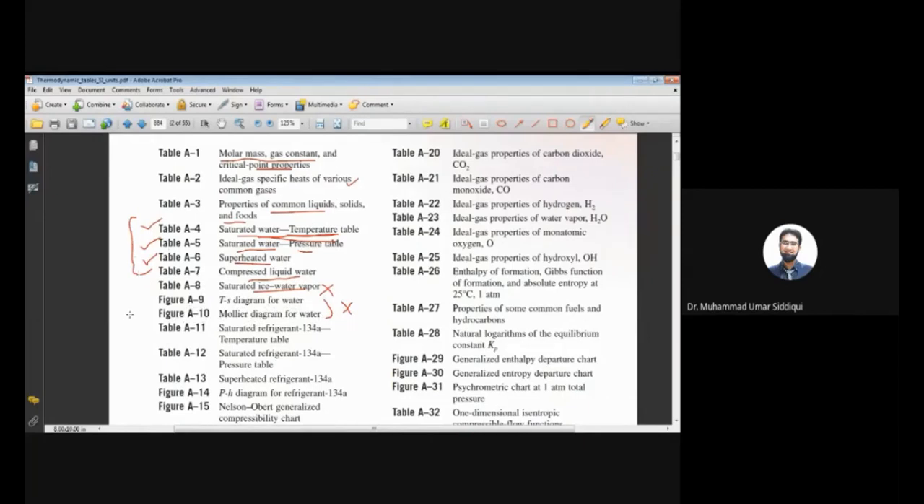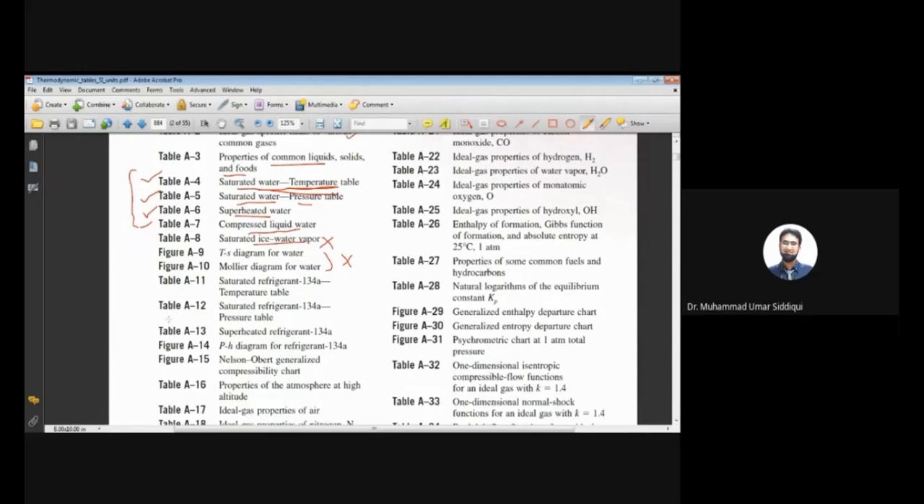Then we have another fluid, which is R134A. Again, we have the same kind of tables. We have the saturated R134A temperature table. This will be important for us. Then we have the saturated R134A pressure table. This will again be important for us. Then superheated refrigerant R134A. This will again be important for us.